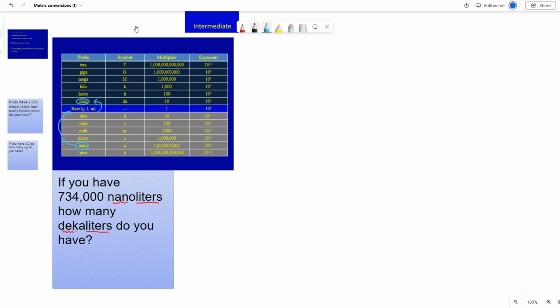So if we take a look at the first part of the problem, you have 734,000 nanoliters. We'll draw our conversion factor line here. We want nanoliters on the bottom so that they'll cancel out, and we want liters on the top.